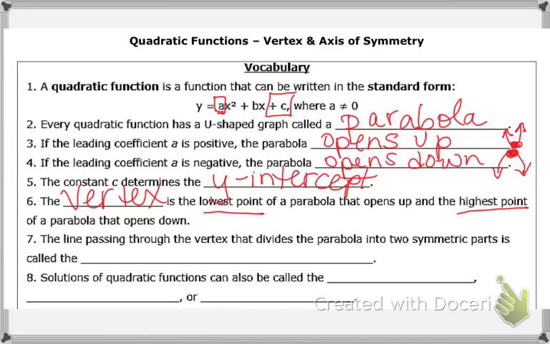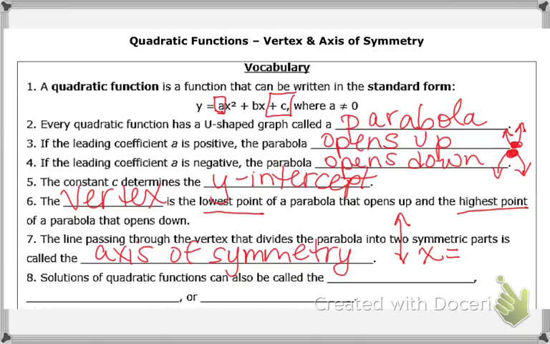The line that passes through the vertex and divides our parabola into two symmetric parts is called the axis of symmetry. And as a side note, our axis of symmetry is always going to be a vertical line, which is straight up and down, so you should know that that's an x equals line. And we'll see from the two examples how that is true.